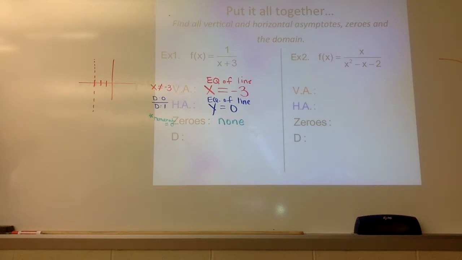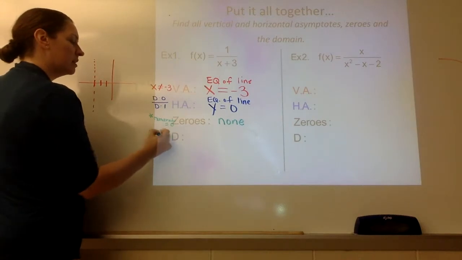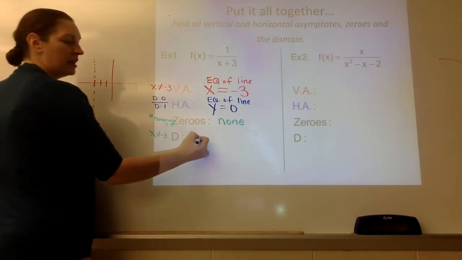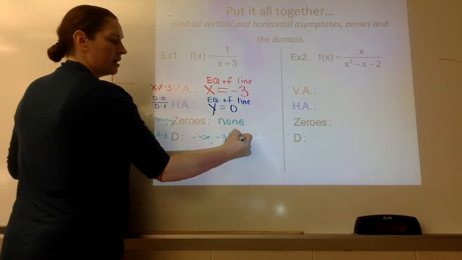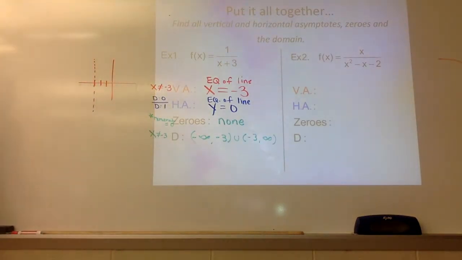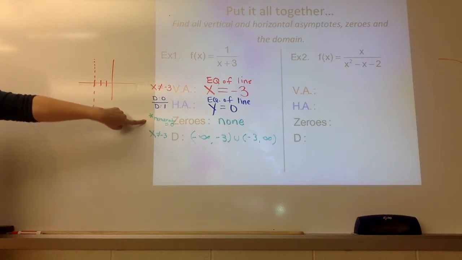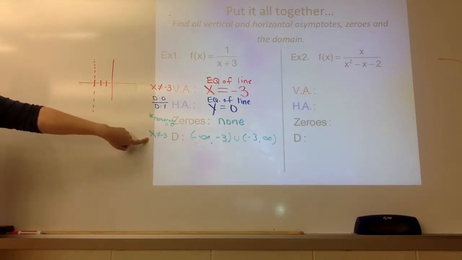Now, domain. Where do I look to determine my domain? Denominator. X cannot be what? So now how do I write that? Negative infinity to negative 3, union with negative 3 to infinity. Every number in the world except for negative 3. Equation, numbered list, interval notation. That's what I'm looking for.